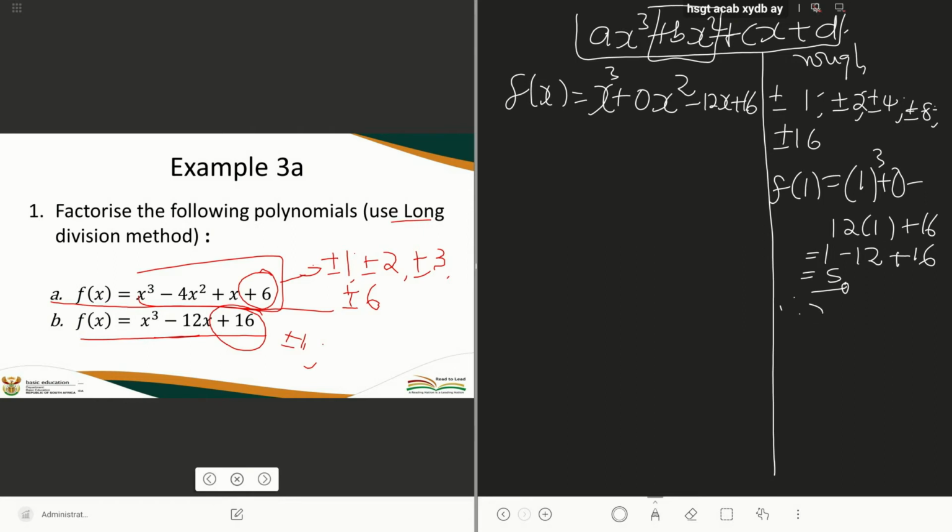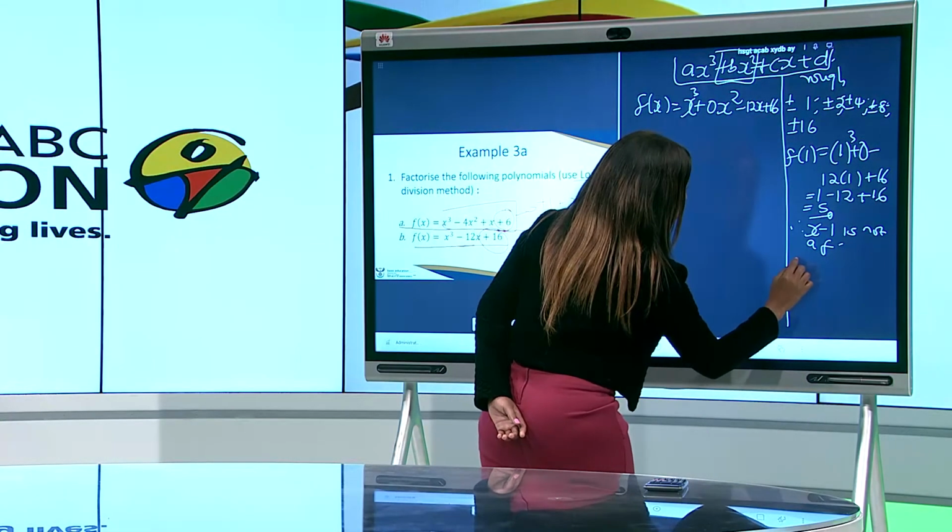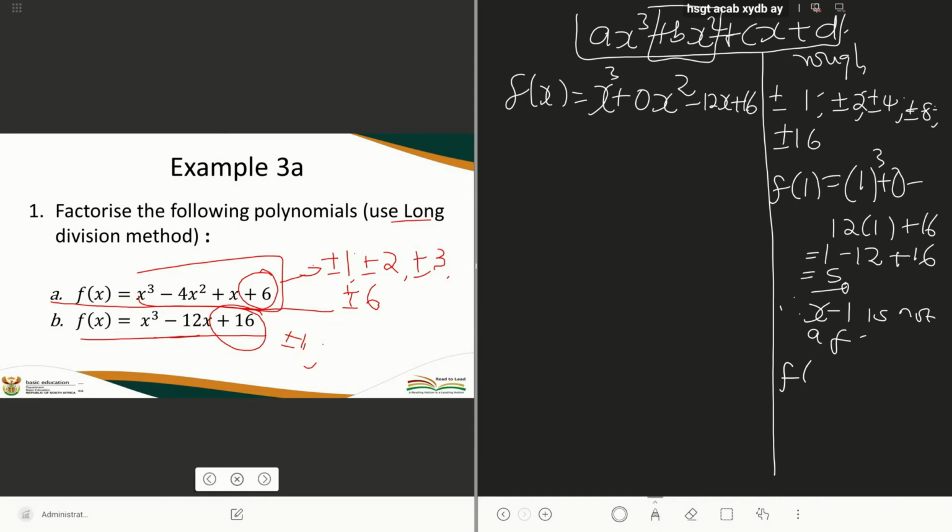It means x, look at the sign. If it's positive, you say x minus 1 is not a factor. Remember, you can use your calculator to check all the other factors there. You can also test the other factors. f at negative 1. Let's make use of the calculator to save time.